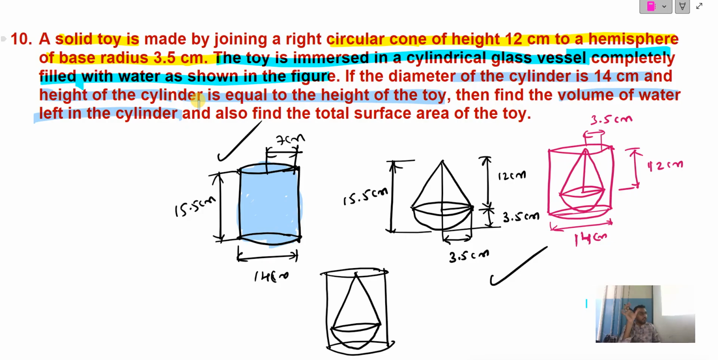And also they are asking us to find the total surface area of the toy. Only the toy they are asking, not the entire solid. So the total surface area of the toy is curved surface area of cone plus curved surface area of hemisphere. If you add these two surfaces, you will get the surface area of the toy. Clear? Understood? Is the concept clear? Understood the dimensions? Understood the given figure? Good. Now, let me start solving this problem.